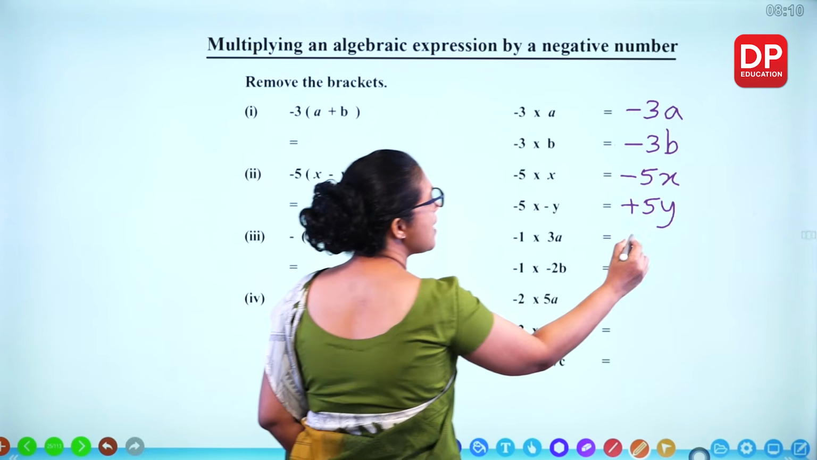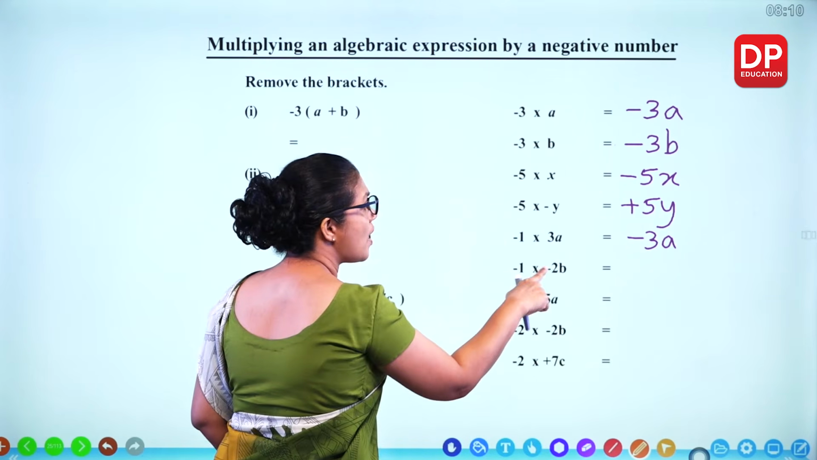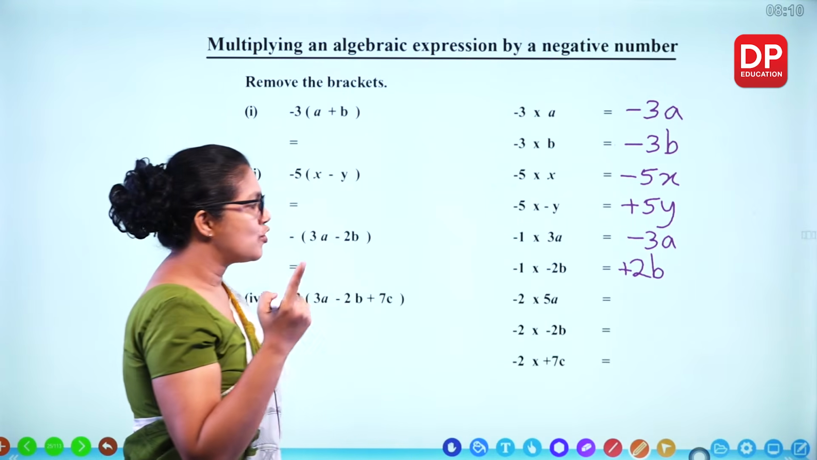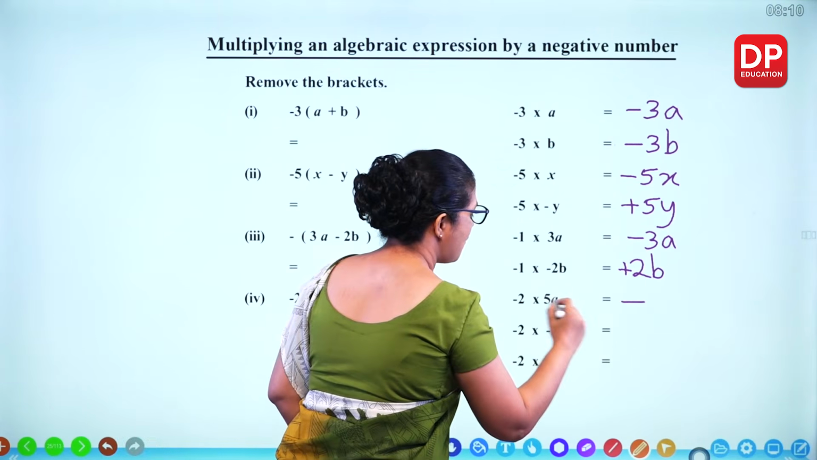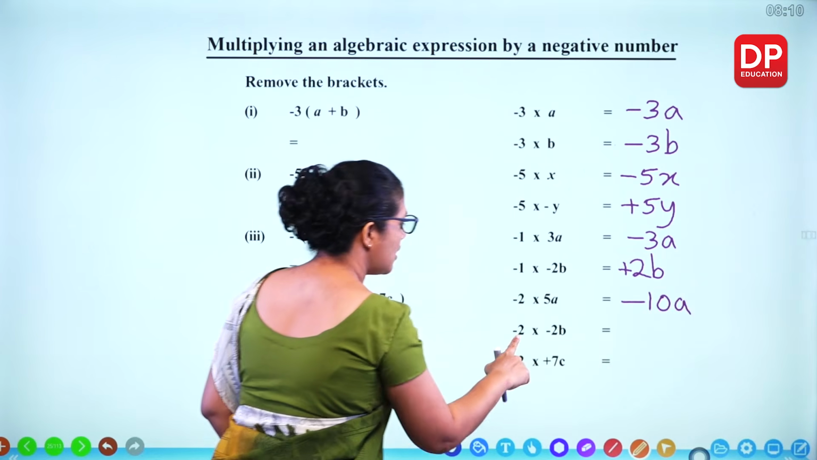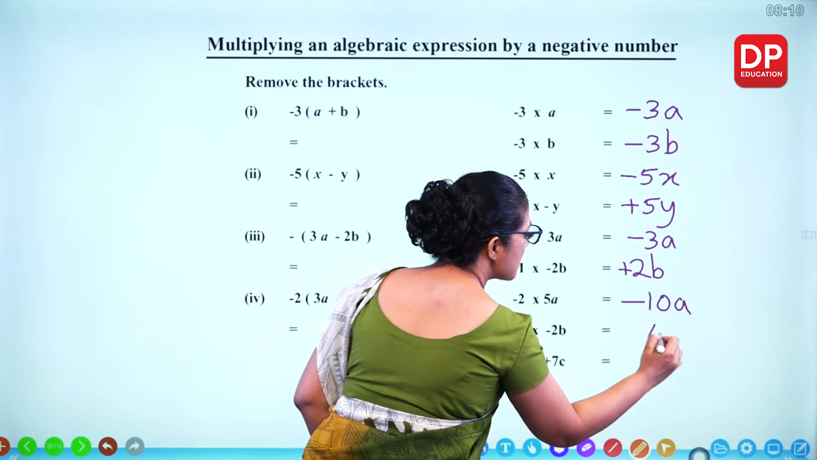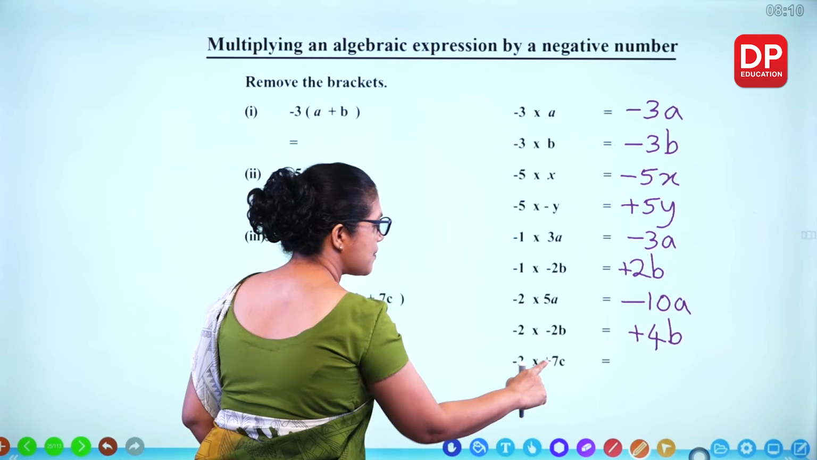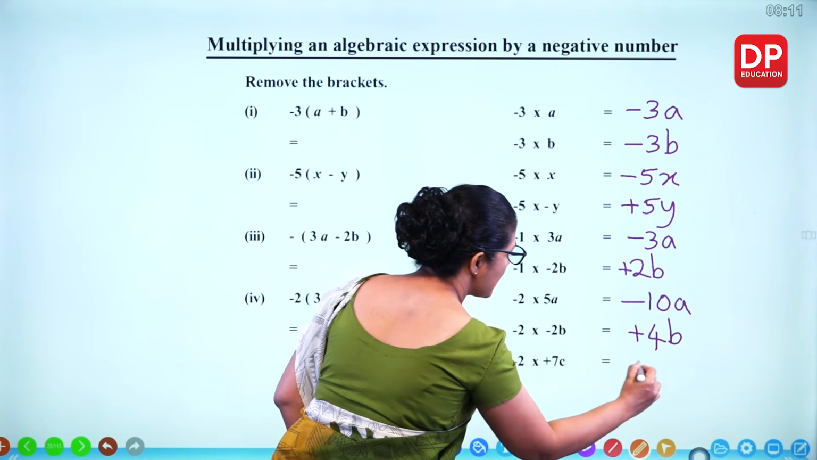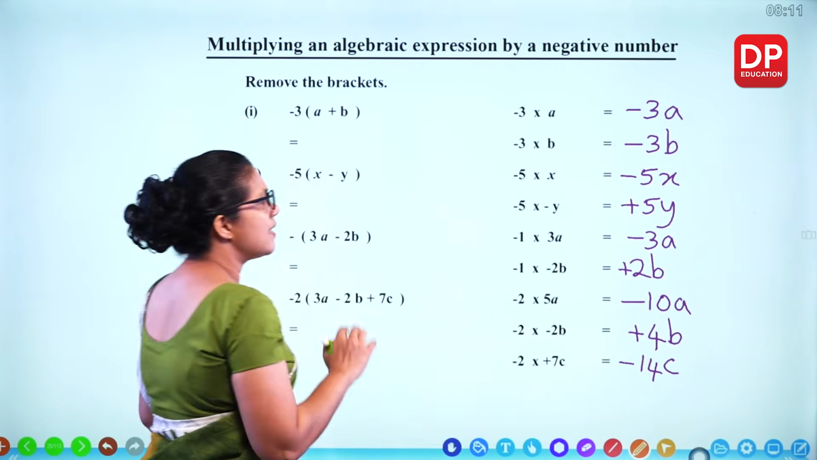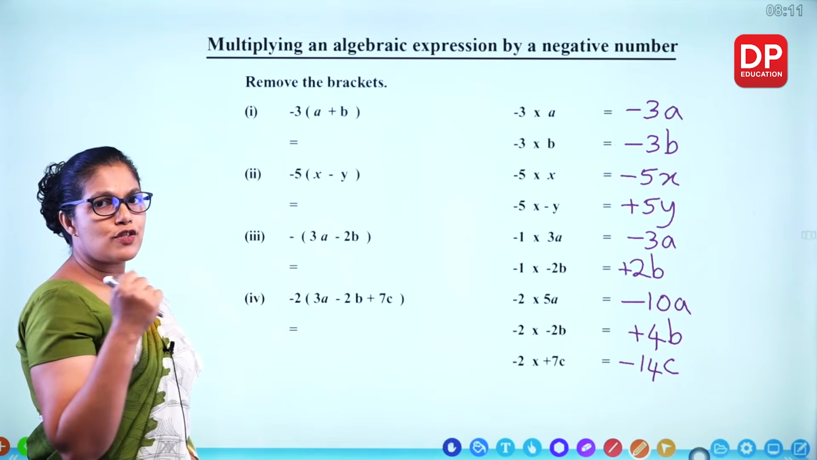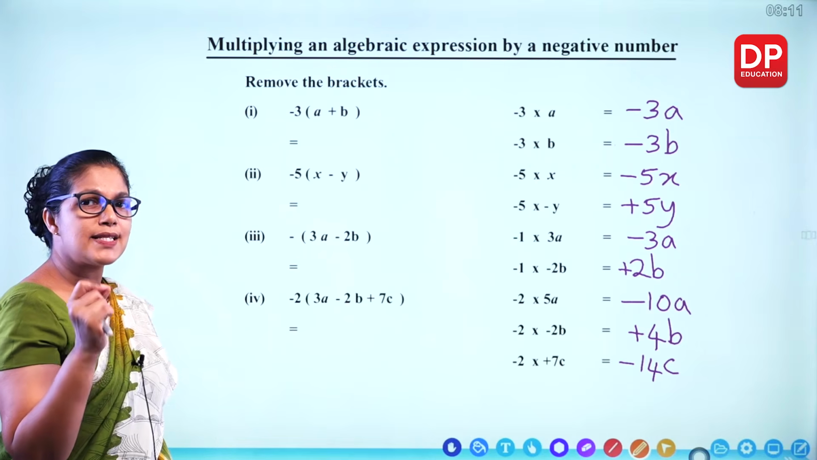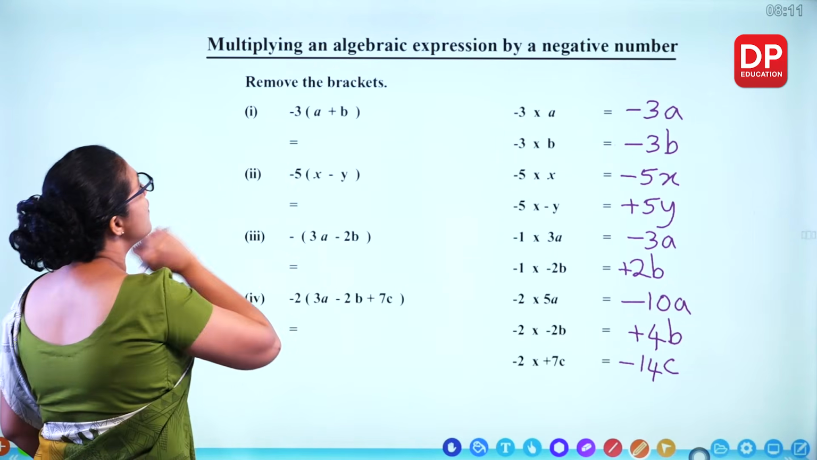Minus 1 into 3a, minus 3a. Minus 1 into minus 2b, plus 2b. Minus into plus, minus, and here 5 times 2, 10. 2 times 2, 4, that's plus because minus into minus is plus, and you get b here. 2 times 7, here minus into plus, minus 14c. Now you know how to multiply. So plus into plus, plus; plus into minus, minus; minus into plus, minus; and minus into minus, plus. Now we'll remove the brackets.